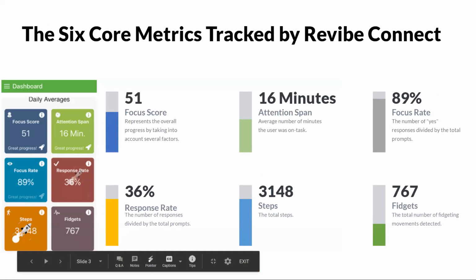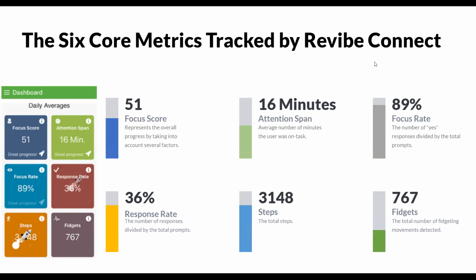Thanks, Gwen. All right, so one of the most commonly asked things that we hear from the customer service side of things is regarding the data and what each of those scores mean. So we'll take some time to go over all of those. In the dashboard, you'll see all of these tiles. You've got focus score, attention span, focus rate, response rate, steps, and fidgets. And this is the data that's collected by the Revibe when it's being worn.